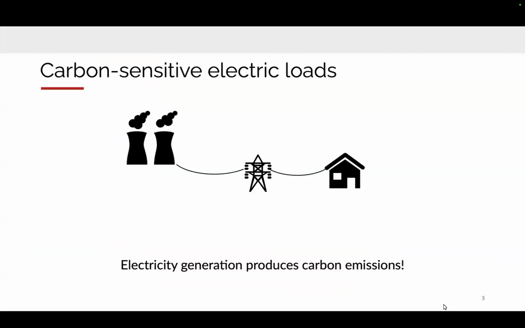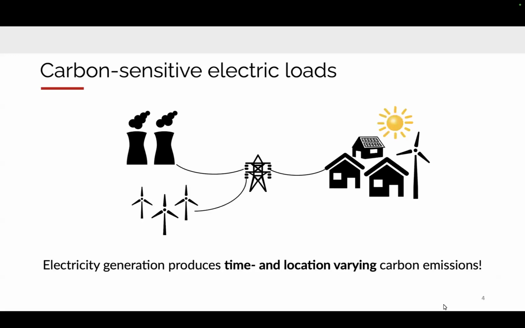Okay. So what is a carbon sensitive electric load? Well, first, let's just acknowledge that electricity generation produces carbon emissions. And as the electric grid is transitioning to incorporating more and more renewable sources of generation, these emissions are becoming increasingly time and location varied, meaning that if you use electricity during a period where there's a high share of wind generation and solar generation, you can plausibly say that the carbon emissions associated with your energy use is going to be lower.